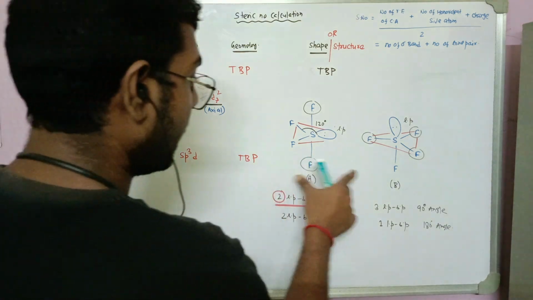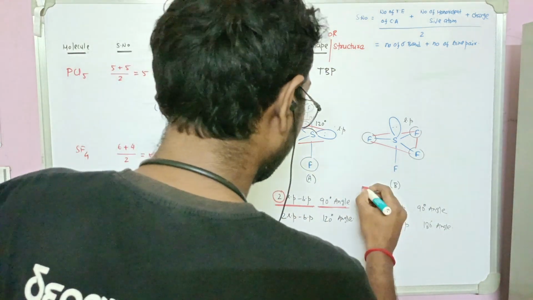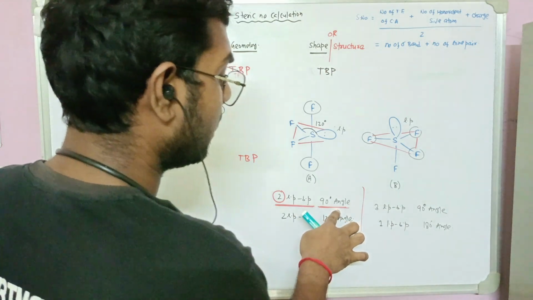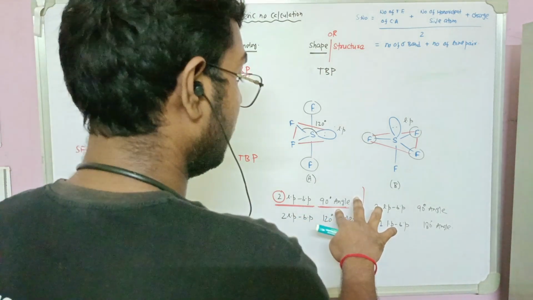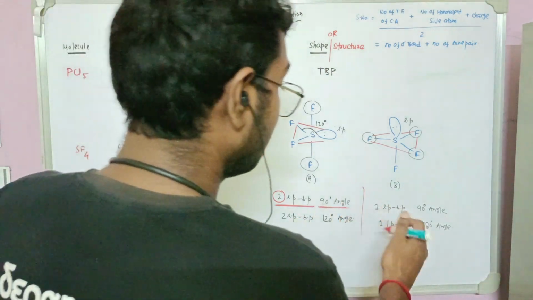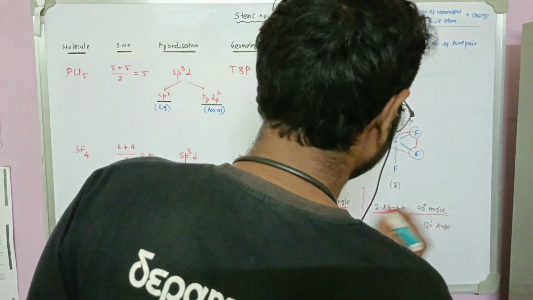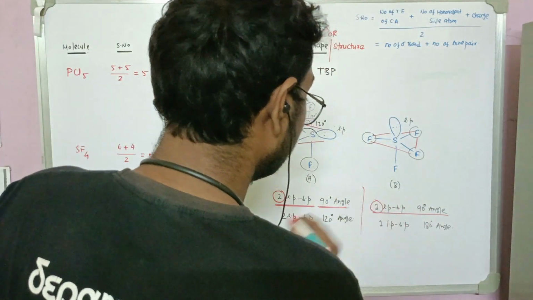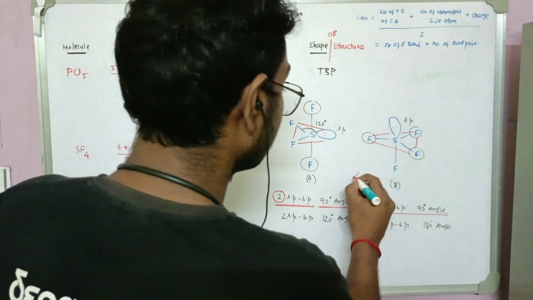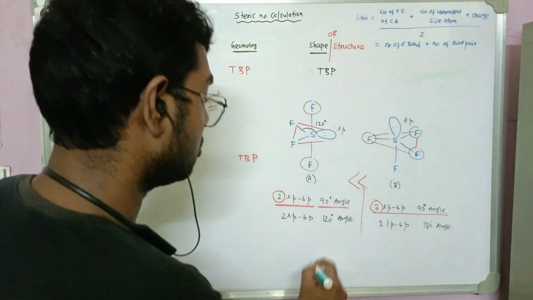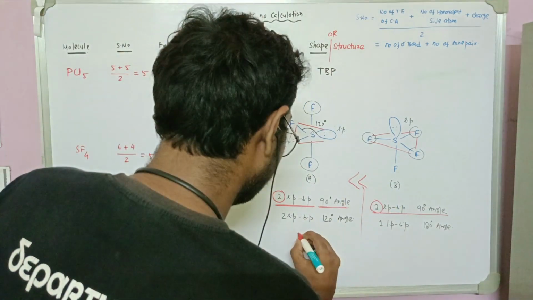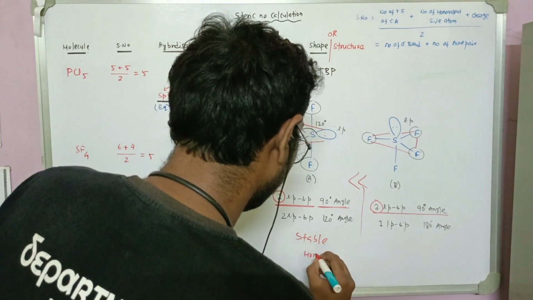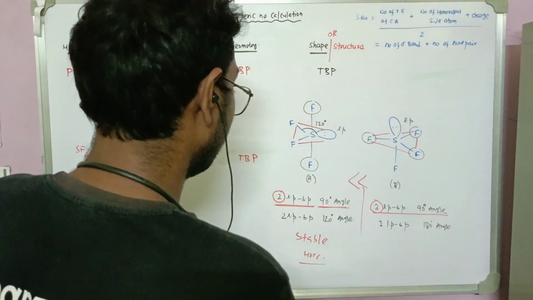So in case of A and B, let's compare these two. There are two lone pair-bond pair repulsions at a distance of 90 degree angle in A, but there are three lone pair-bond pair repulsions at a distance of 90 degree angle in B. Thus, the repulsion is greater in case of B representation. So we can say that the A representation is more stable, and this will be the more suitable representation.